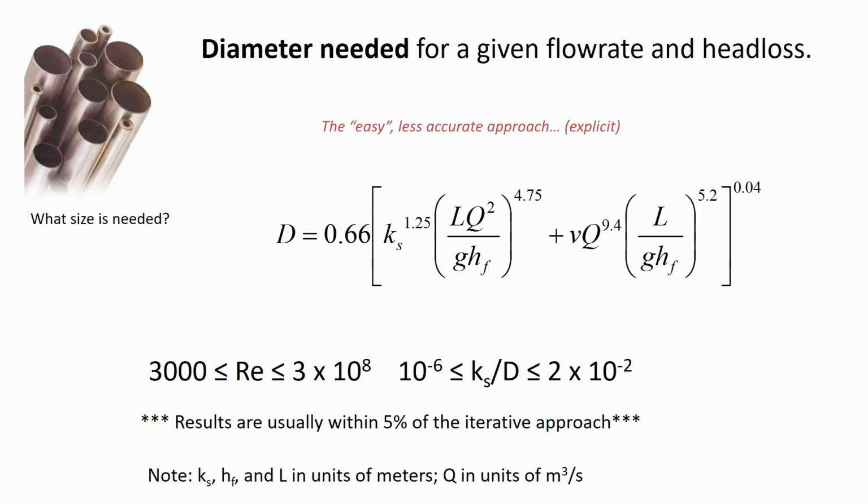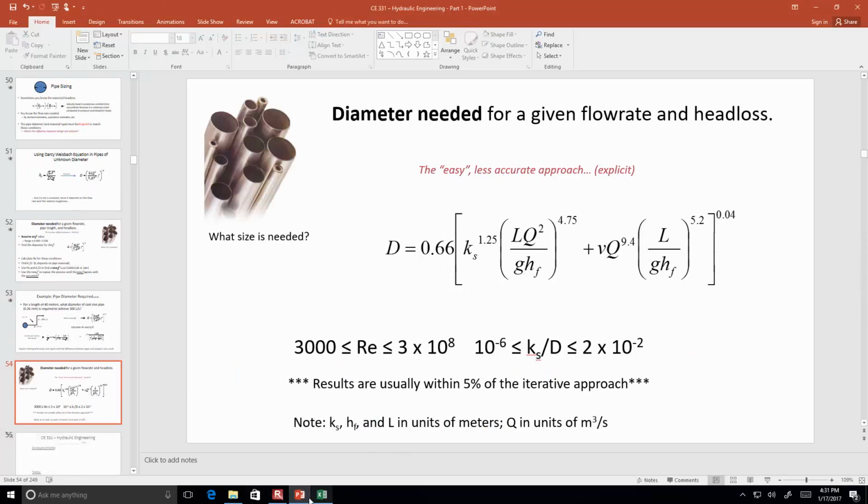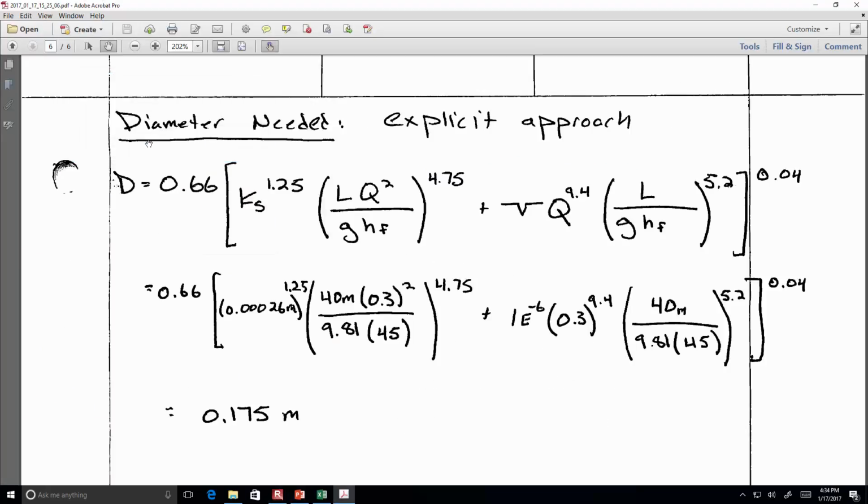All right. So let's solve for that. Find what diameter would be recommended by this formula. Okay, so in this case, it turns out to be fairly good. When we did the iterative approach, it was telling us we needed a pipe diameter of about 0.1707. And here it's saying 0.175.